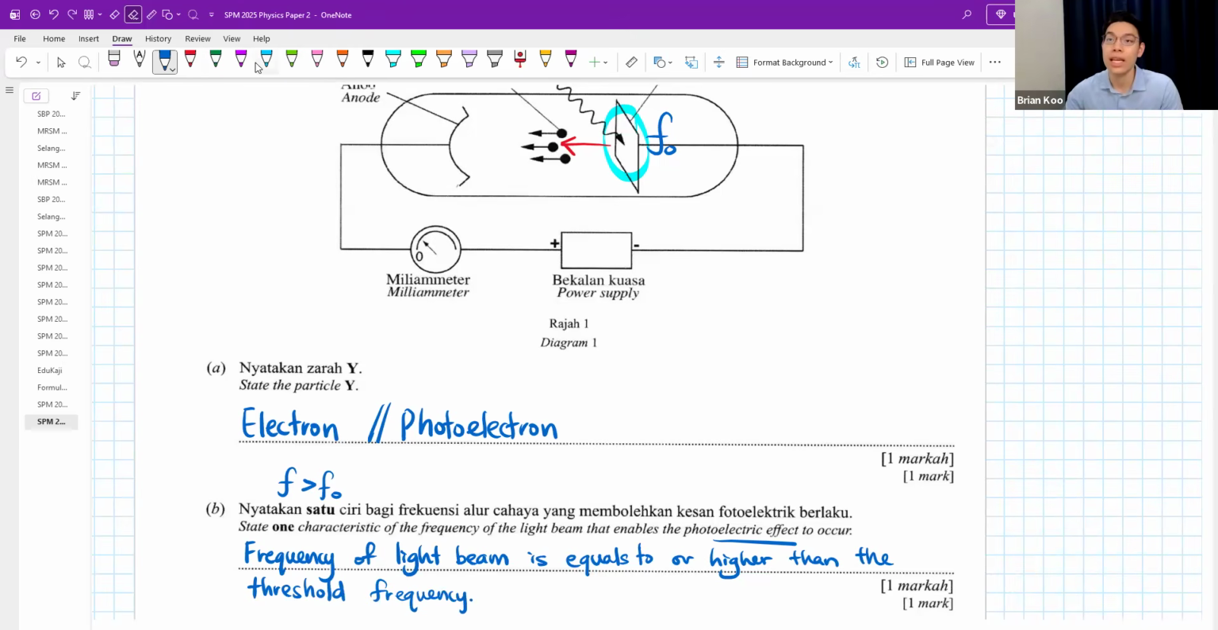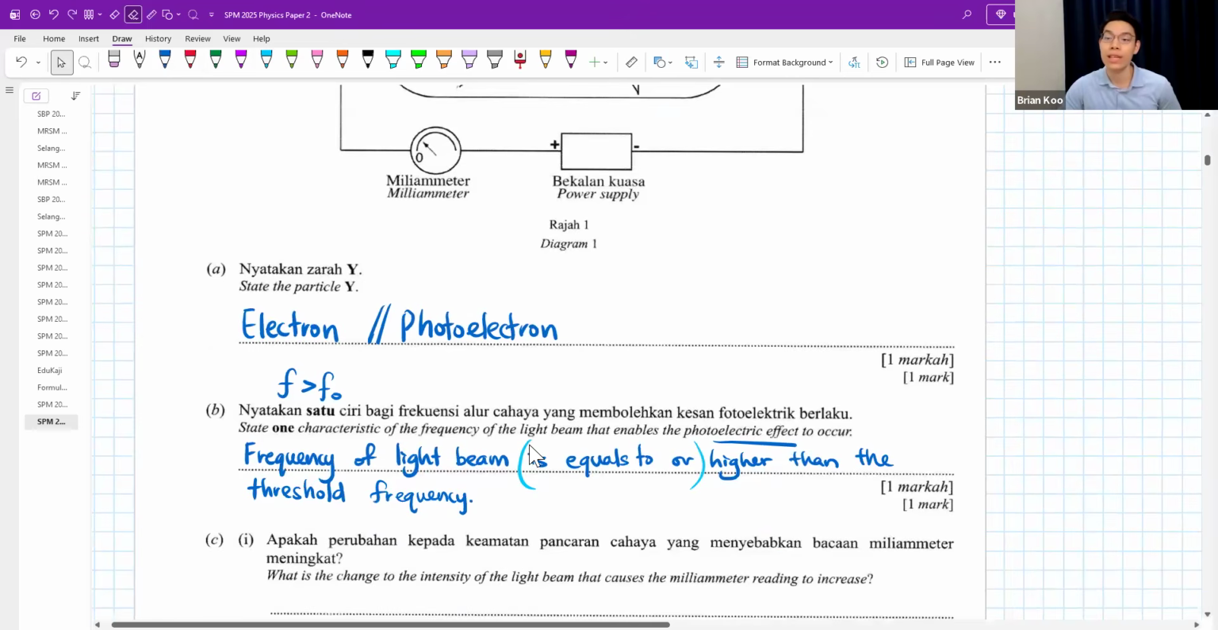Is it okay if you never say is equal to, you just say is higher than? Is it fine? Yes, it is also fine. So I put in bracket optional. If you just say frequency of light beam is higher than, can also, as long as you achieve it. So that's the minimum value. It can be equal to also.